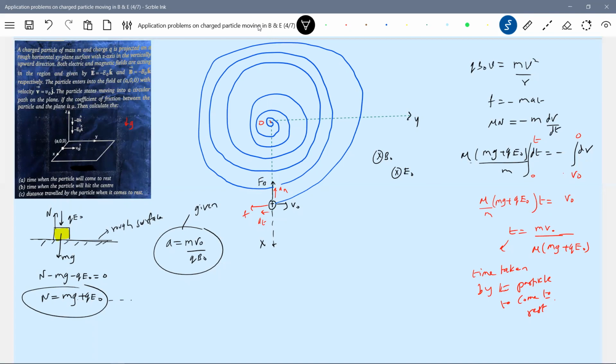So what is the radius of the circular path? mv by qB0. Let's assume that at any instant of time t, when v goes to 0, what will happen to the charged particle? What is the mass of the particle? It remains constant. The charge of the particle remains constant. The magnetic field strength is also constant. So if v is 0, then R should become 0. So finally the particle should come to rest at the center.